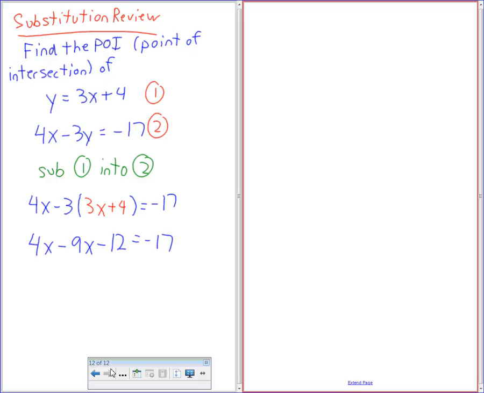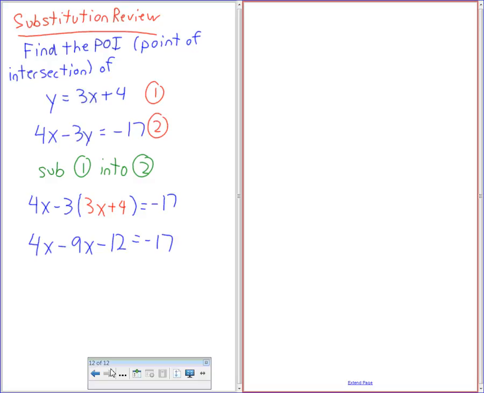So there's only one bracket, right? All we're doing here is whatever's connected to the bracket, you're going to multiply. And it's negative 3 times 3x is negative 9x. Negative 3 times positive 4 is negative 12. You were doing squares. You've got to bring it down here to start.